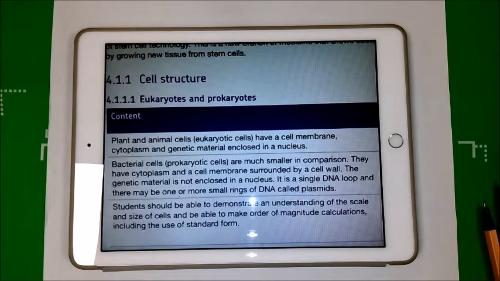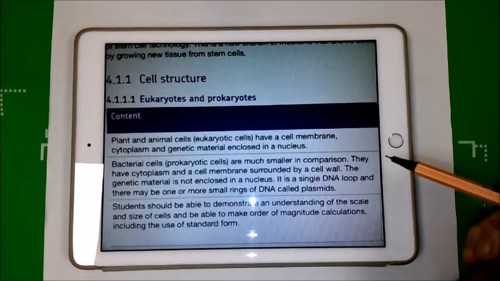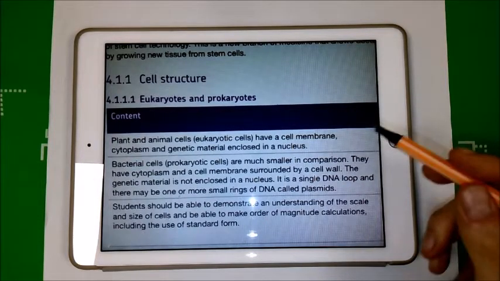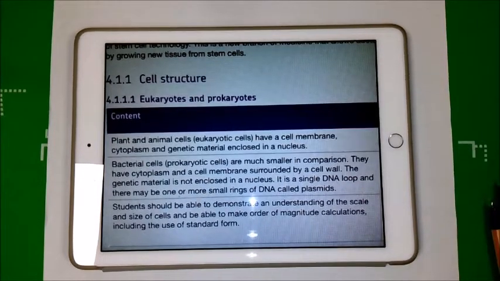What you've got on the screen at the moment is the objectives for this part of the course. So you've got to know that the plants and the animal cells are the ones which are eukaryotic cells. They've got a membrane, they've got cytoplasm, and their genetic material is enclosed within a nucleus.